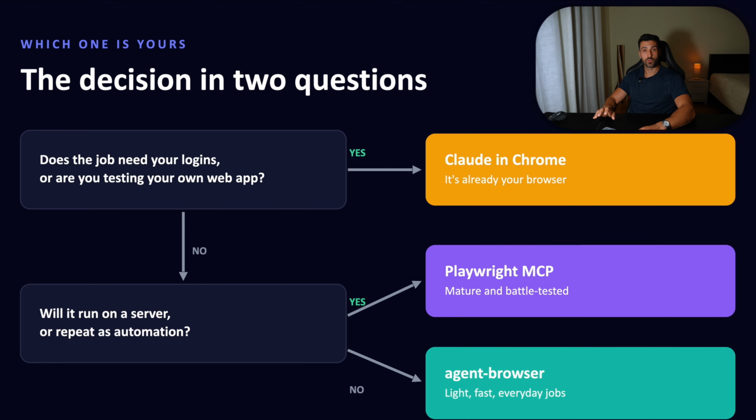If you don't know which one to pick for your situation, you just need to answer these 2 questions. First question is that, do you need your own logins or are you testing your own web app? If yes, you go to Claude Chrome. If no, you have to answer the next question. Will it run on servers or is it a repeatable automation? If yes, we go to Playwright MCP. So it's the better one for the testing and for repeat automations, and we can run it on the server. And if no, we go for Agent Browser. It's light, fast, and is the better one for everyday jobs.